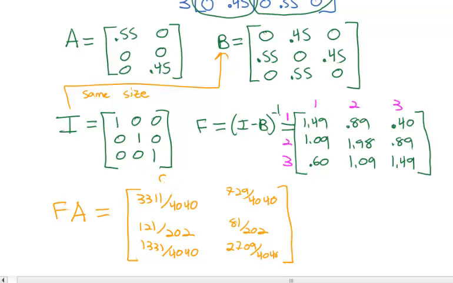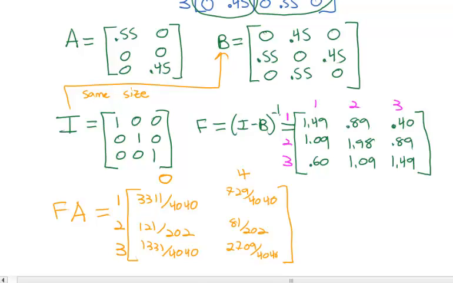The absorbing states then are the columns. The non-absorbing states are the rows. So the rows are 1, 2, 3, and the absorbing states 0 and 4 are the columns. So we can see the probability of going from 3 to financial ruin is 1,331 out of 4040. The probability of going from 2 to doubling your money is 81 out of 202.